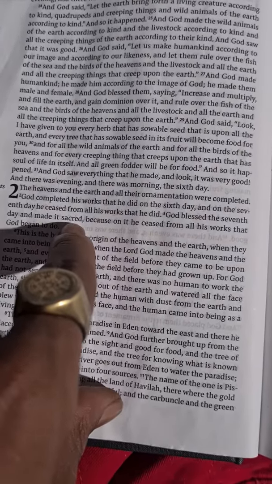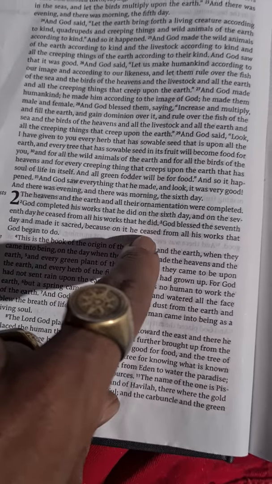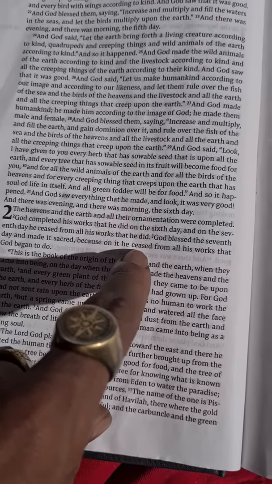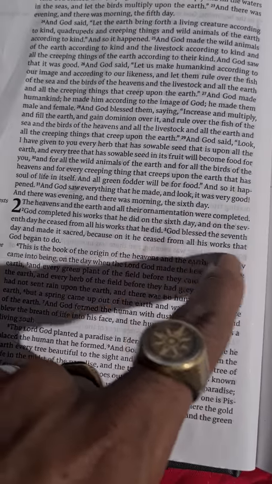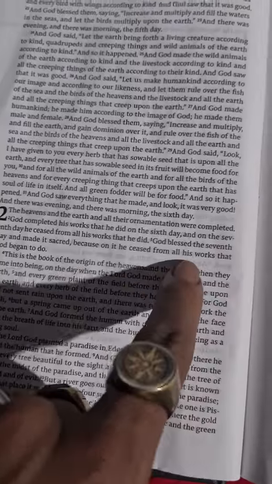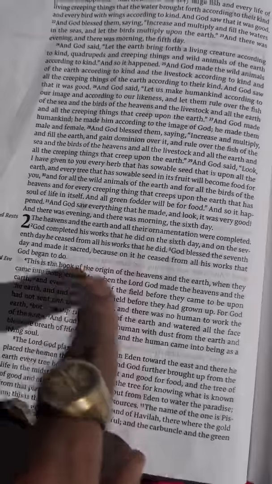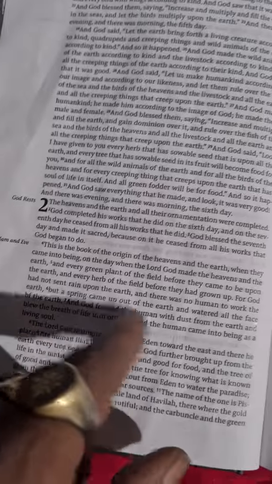Why did God make it sacred? Because on it, he ceased. What do cease mean? Deceased, to separate, to detach from all his works that God began to do. Key word, all his works that God began to do. So do you understand what it's saying?